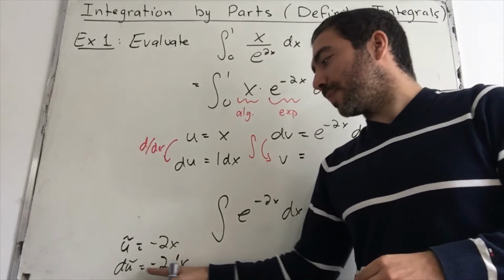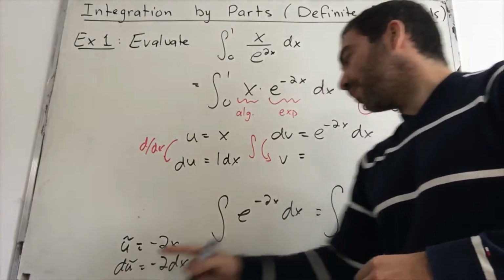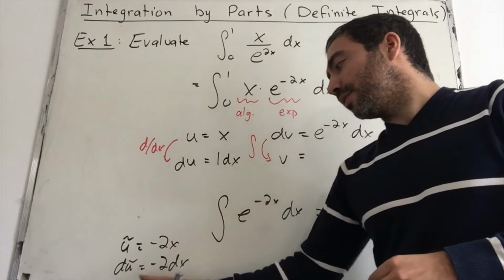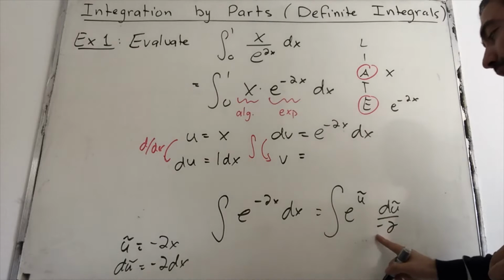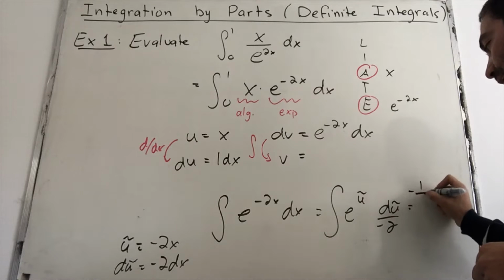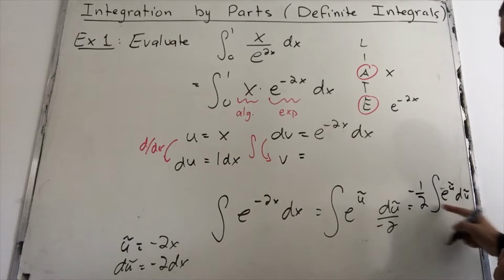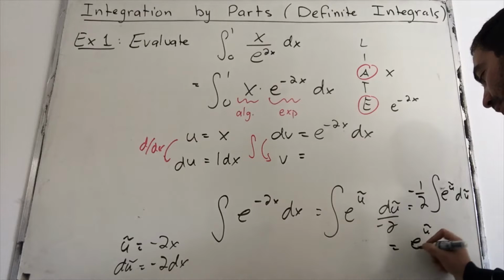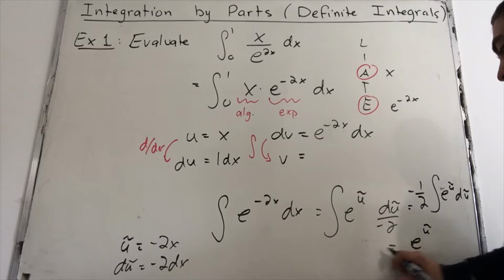Solving for dx, we can divide both sides by negative 2, giving us e to the u, and dx is equal to du tilde divided by negative 2. Okay. Taking out the 1 over negative 2, negative a half, we're left with e to the u tilde, du tilde. And this is just essentially the integral of e to the x, which we know is e to the x. So this gives us e to the u tilde times negative a half, because we have our constant in the front.